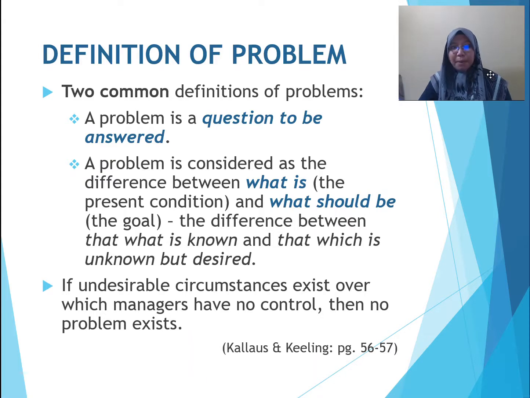So the second one, a problem is considered as the difference between the present condition and what should be. What should be is the goal that you are going to reach in order for you to solve the problem. So the difference between that which is known and that which is unknown but desired. So, if undesirable circumstances exist over which managers have no control, then no problem exists. Okay, so this is referring to the Colliers and Keeling page 56 and 57. So, you need to know the definition of a problem.